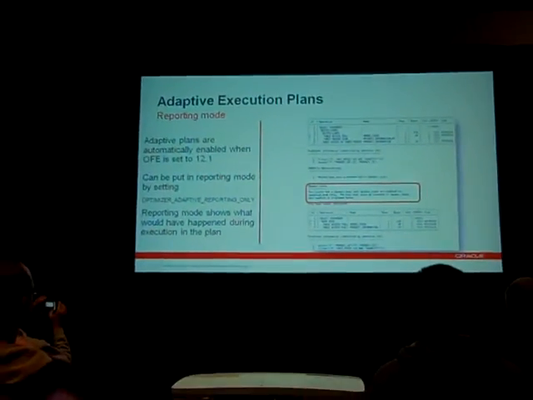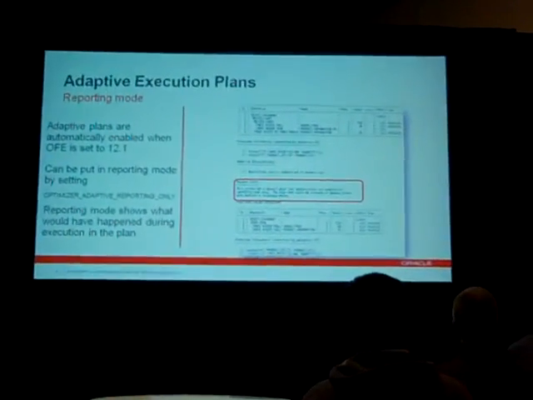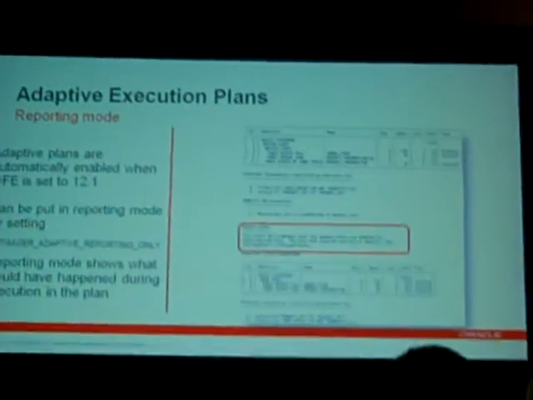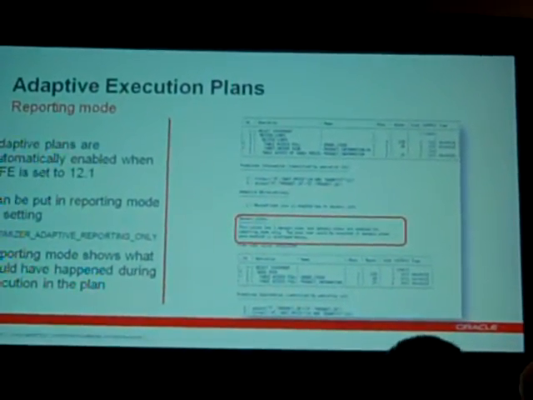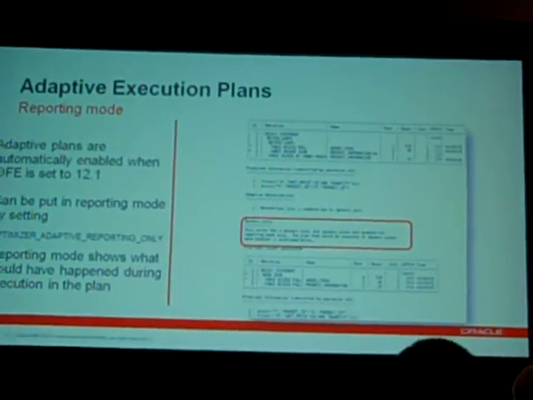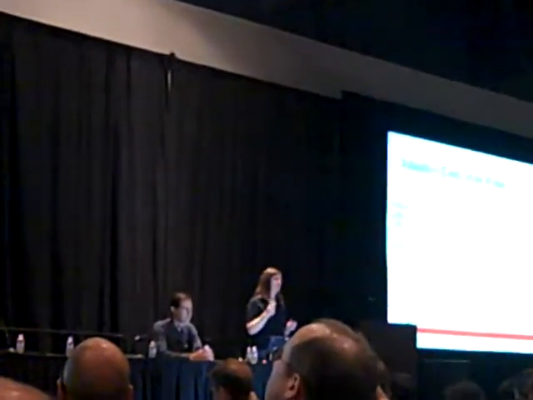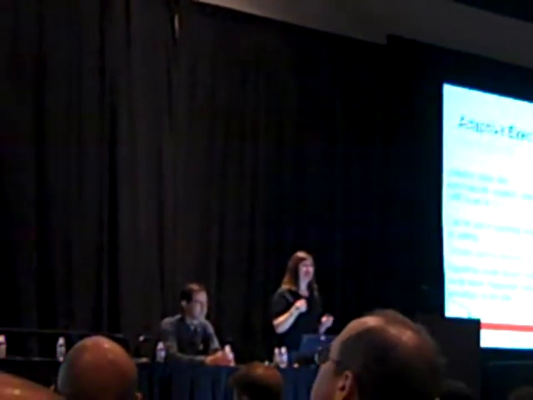If you put it in reporting mode, what it means is, although we are keeping track of this information, we're not adapting any of the plans. So whatever the default plan was that we came up with at the beginning, that's the plan that we'll use all the way through the execution, but we will record the information if we would have switched. And you can see that information again if you use the +adaptive format parameter in that DBMS_XPLAN to display the plan.